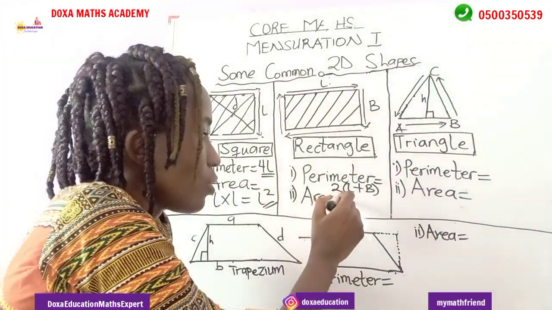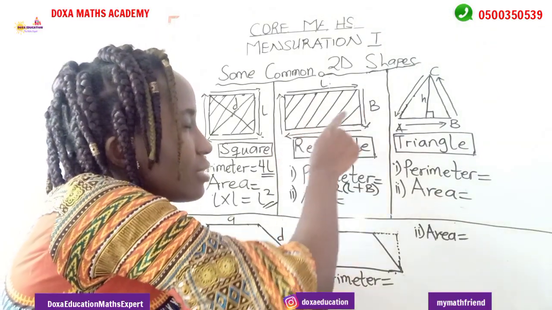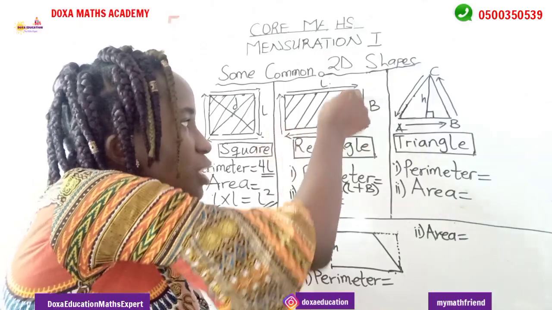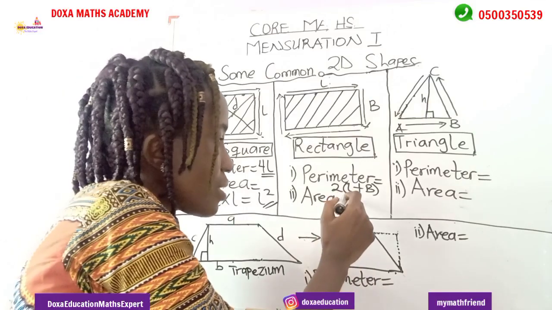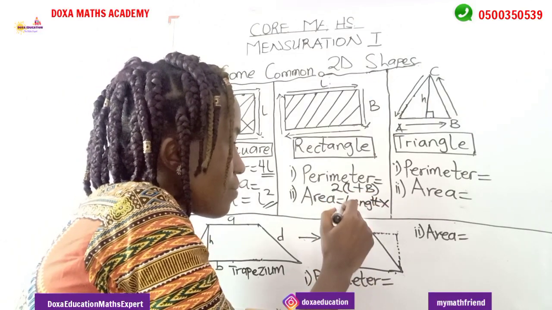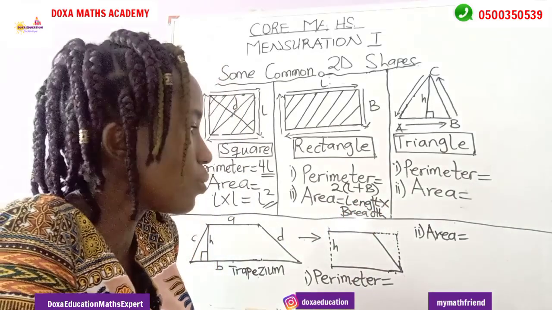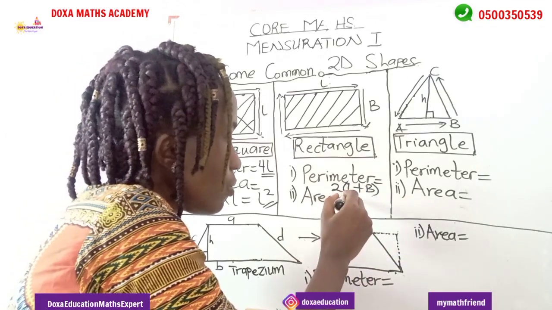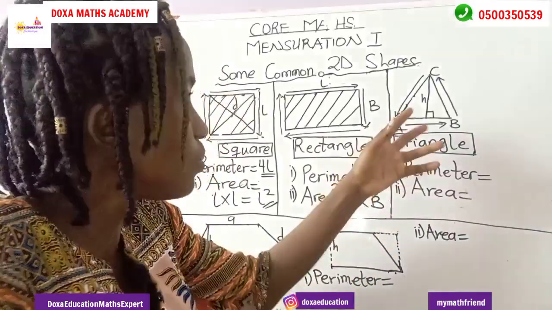Good. Then when we want to find the area, that is the space that the shape covers. It's going to be one length multiplied by one breadth, which will cover the entire space. So we have length times breadth. Very well, as you can see. So that is it with the area. So we have L times B, cut it short. Good. Let's move to the third shape.